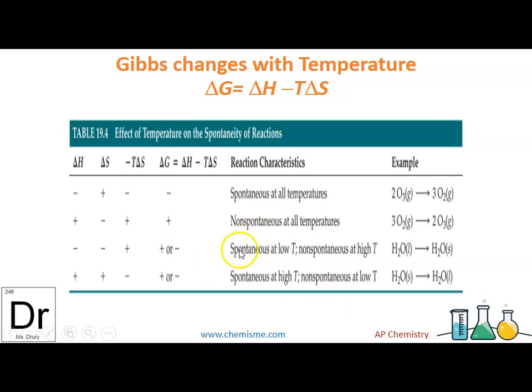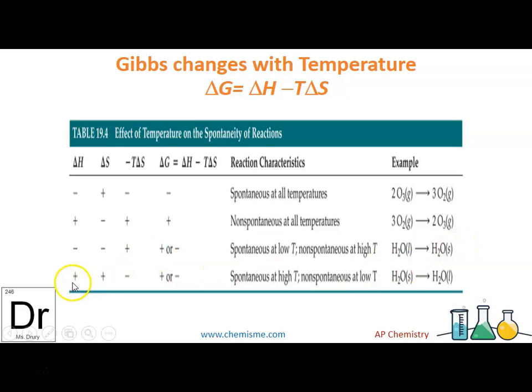So we want to see if this would be spontaneous at low temperatures, because that makes minus T delta S a smaller factor, and then non-spontaneous at high temperatures, because that would make the minus T delta S a bigger factor, which makes Gibbs positive. An example of that would be liquid water turning to solid. Water only freezes if it's cold, right? So that's spontaneous at low temperatures because we're getting more ordered, right? So therefore you need to put energy out to do that.